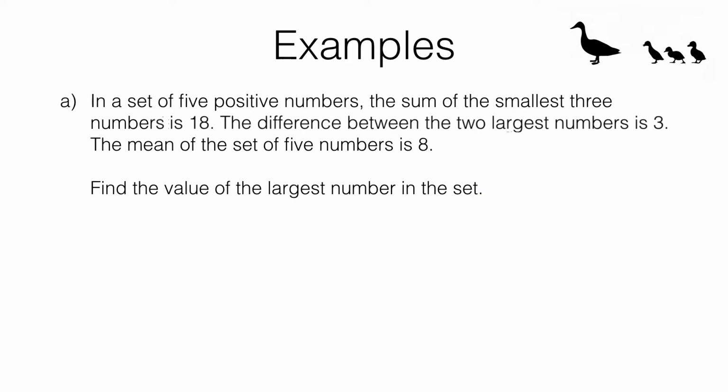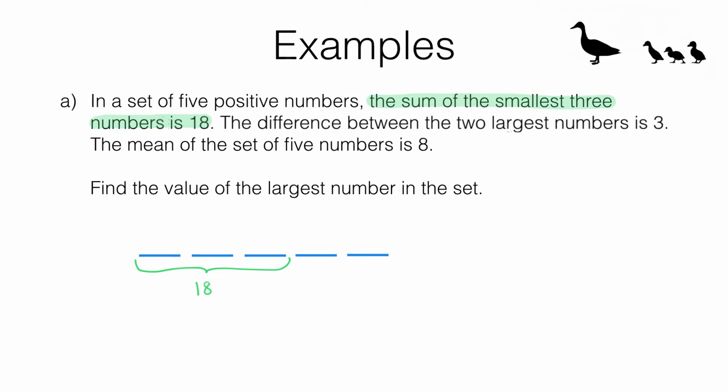Now, to start with, I don't know what the numbers are. So I'm going to write out 5 blank spaces to represent the numbers. Now let's say these numbers are arranged from smallest to largest. The question tells us that the sum of the smallest 3 numbers is 18. So when you add up the smallest 3 numbers together, you get 18. And I'm going to show that like this.